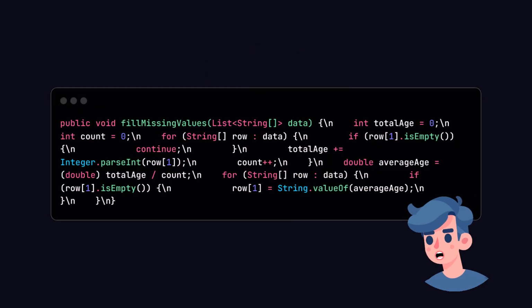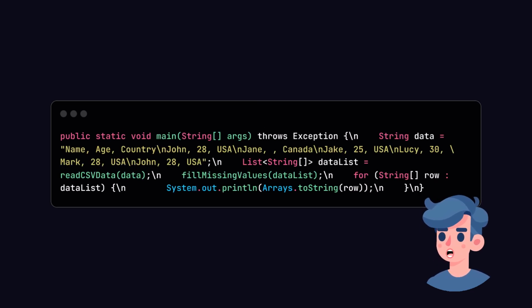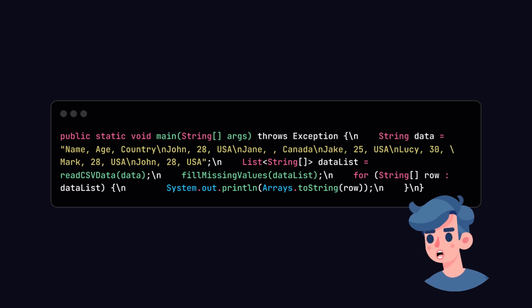We have several strategies to handle missing values. We can impute them, remove them, or replace them with a default value. For instance, we might want to replace missing ages with the average age. Let's implement a method for that. In the fillMissingValues method, we first calculate the average age, then we replace any empty age fields with this calculated average. Let's integrate this into our main function.